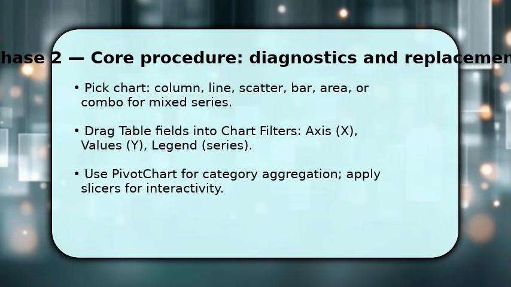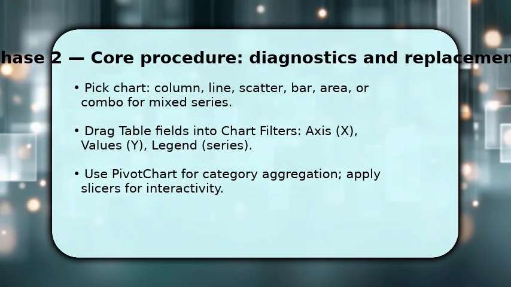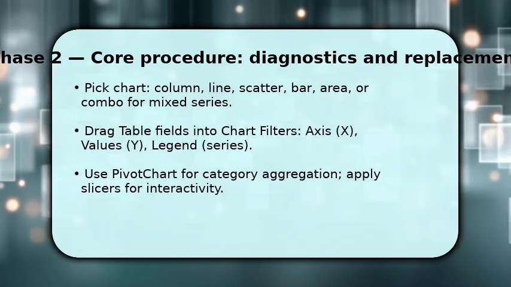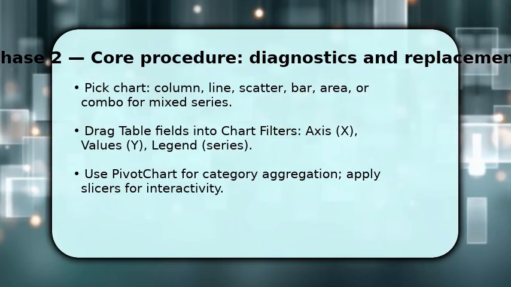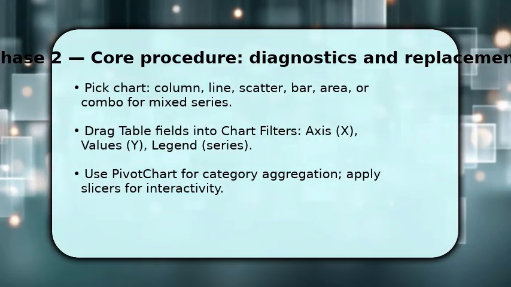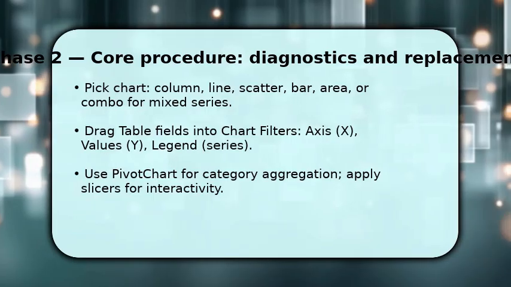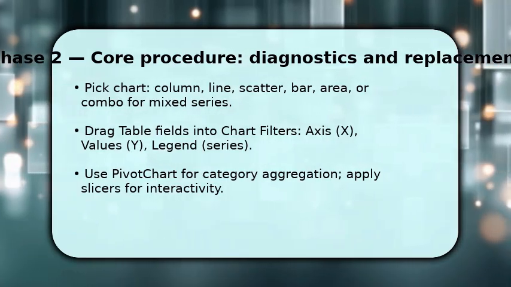Now you pick the right chart and map your fields. For trends, choose line. For comparisons, use column or bar. For relationships, pick scatter. Once the chart is created, place fields into axis, legend, and values. Drag from the table or pivot field list so categories and series display correctly.